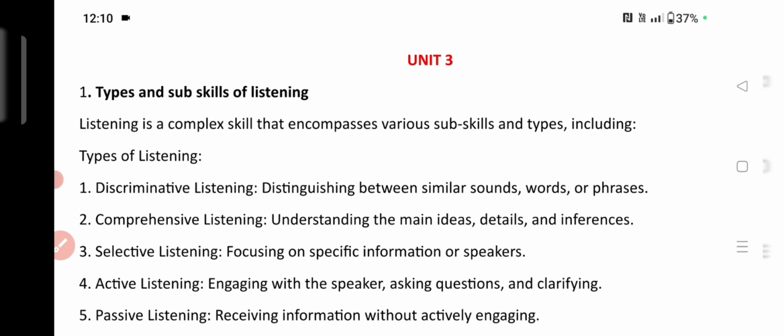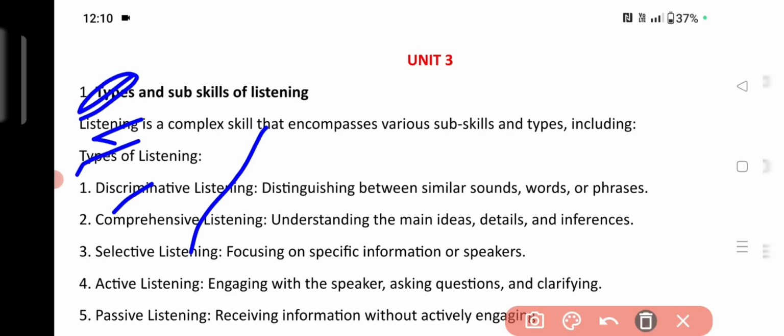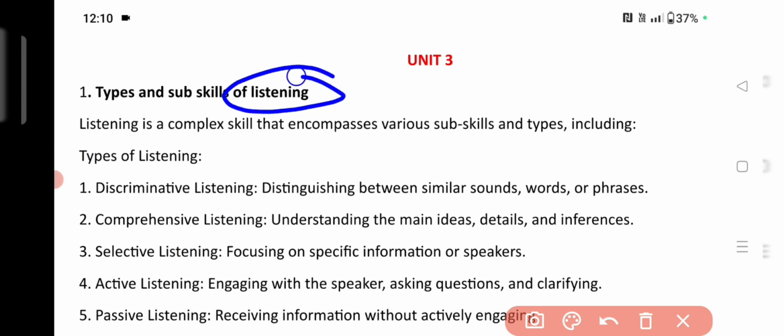So today I'm going to tell you all about Unit 3 of the Pedagogy of English. Here you will learn a very simple topic, that is listening and speaking. What are the types of listening, what are the types of speaking, and here you will learn the subskills of listening and speaking also.